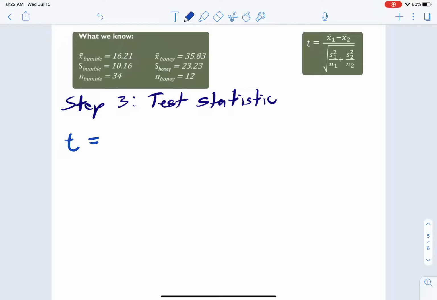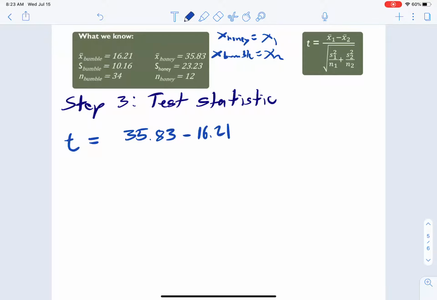Okay, anyway. So we're subtracting here, right? We're going to be subtracting two means, these two means. Ideally, I would like to work with positive numbers, so let's take the larger number and subtract the smaller number. Regardless of which way you do it, the outcome will be the same. But I find that working with a positive sign is much easier than keeping track of all the negative stuff. So we're going 35.8, and we're going to say that honey equals x1. I'll write this up here just so I don't lose track. Bumble equals x2. Okay, so that's 35.83 minus 16.21.